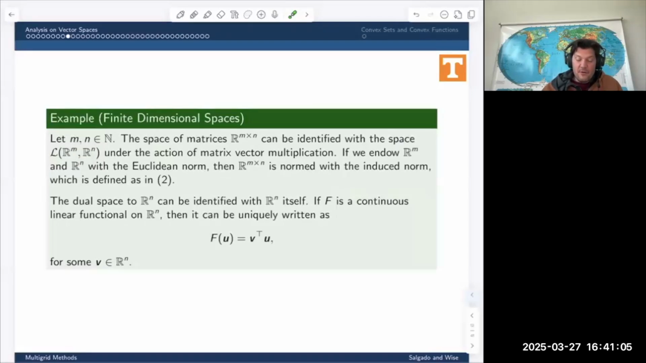How do we characterize that for Rn? Well, the dual space for Rn can actually be identified with Rn itself. It's easy to show that if f is any continuous linear functional on Rn, then it can be uniquely written in the following way: F of u is equal to v transpose times u. That's a pretty cool fact, that any linear functional can be written as an inner product. So this is the dual space of Rn. The set of all continuous linear functionals on Rn can always be written in this way.